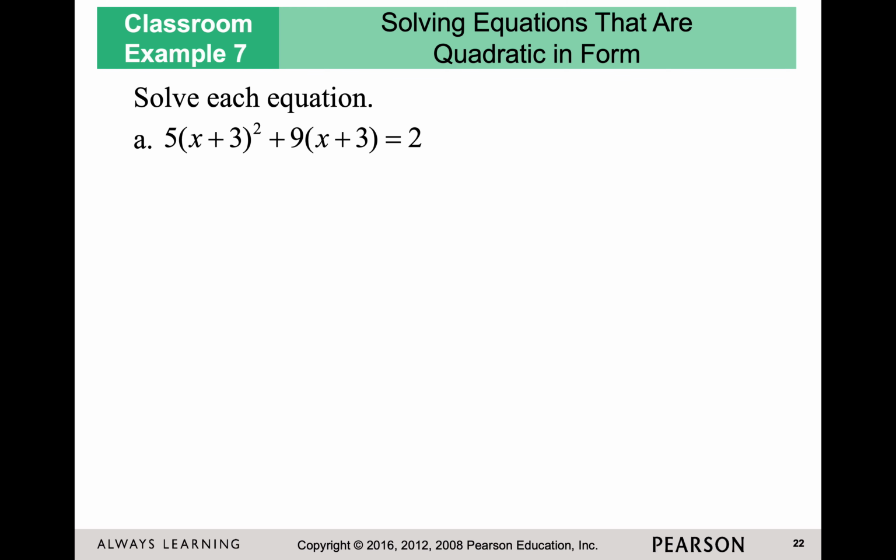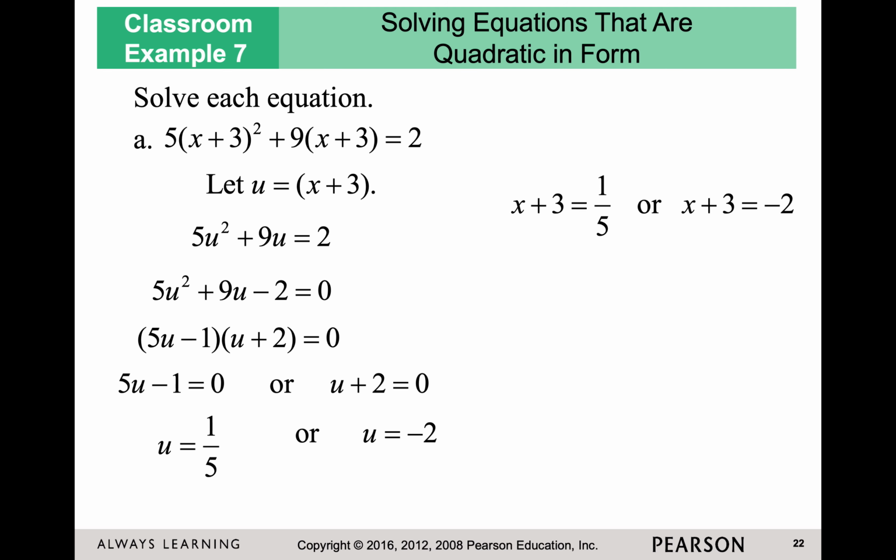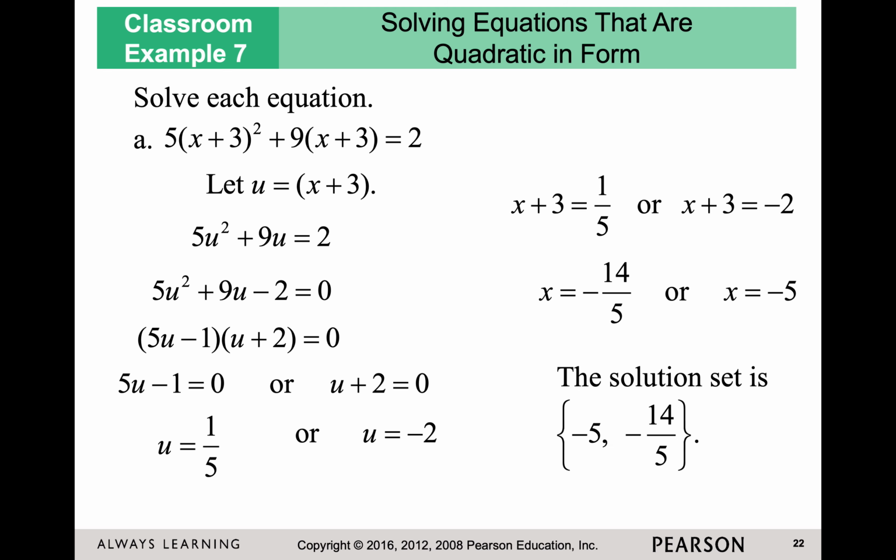Here, that middle term, 9 times what, that determines your u value. You solve the quadratic like normal. You get it down to the u's. Then I'm going to go back and say, oh, u was x plus 3. So then I'm going to solve those for x by subtracting 3 from both sides. So those two are really my answers. Then I'm going to plug them back into the original equation to make sure they're both true.